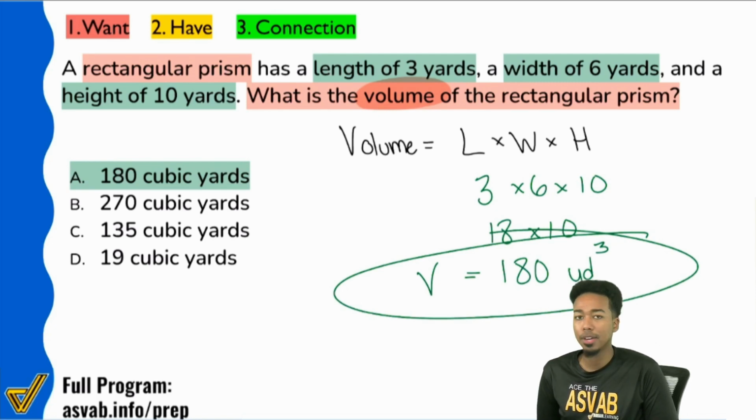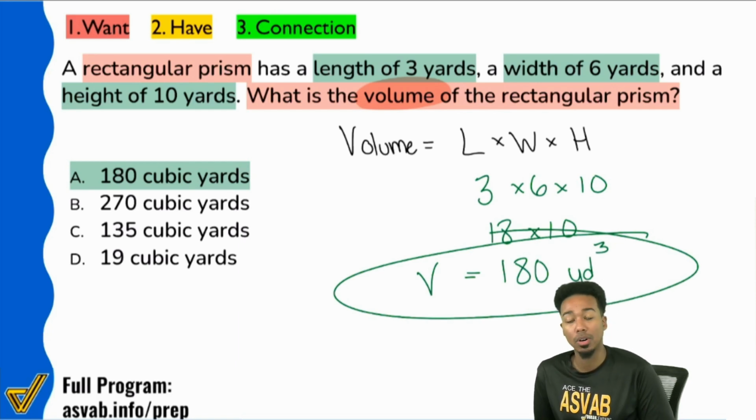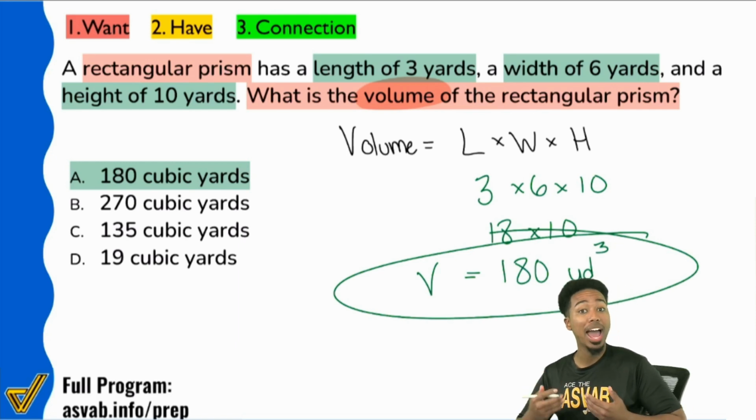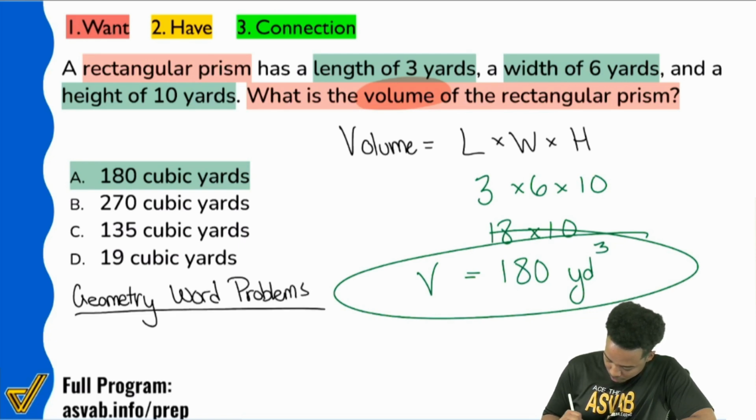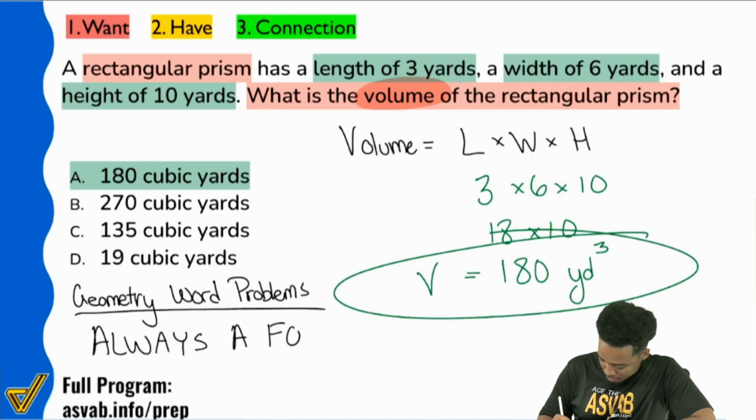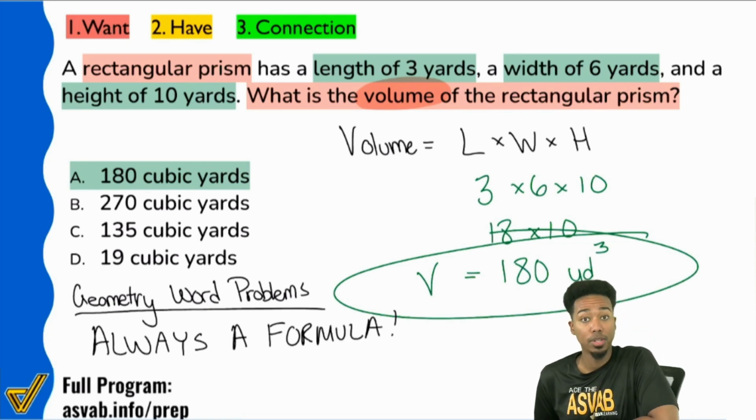Straightforward, everybody. Again, anytime you're dealing with a geometry word problem, anytime at all, the formula needs to pop up in your head. So that's the advantage that you have when it comes to dealing with geometry word problems. So again, let me write this down here. Geometry word problems. There's always a formula. Always a formula. Okay? Make sure you note that.